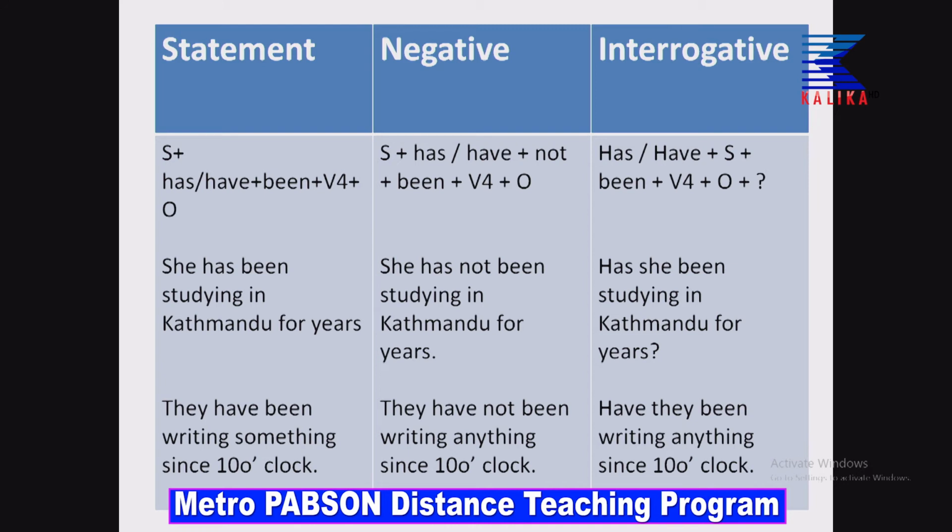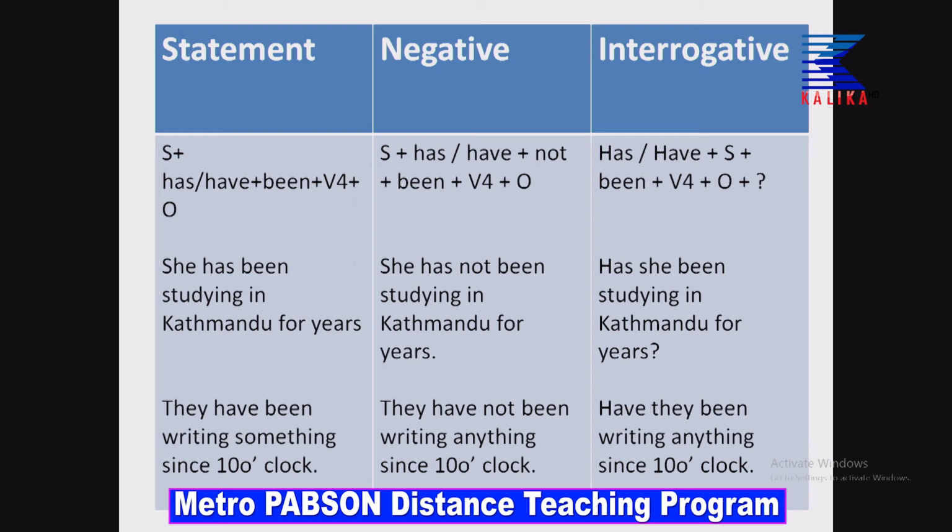Now, statement, negative and interrogative, children. It will be very easy for you all to understand how to make the positive sentence, negative sentence and interrogative in present perfect continuous. Subject plus has or have plus been plus verb plus object. In negative, subject plus has or have plus not plus been plus verb plus object. And in the interrogative, has or have plus subject plus been plus verb plus object.